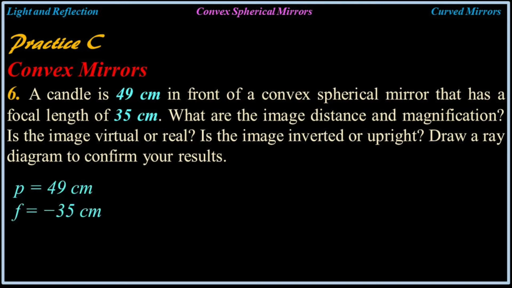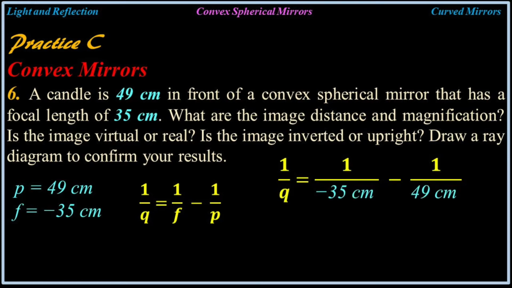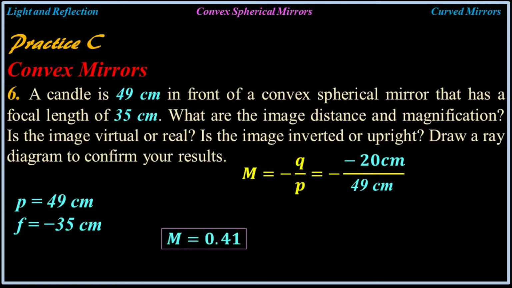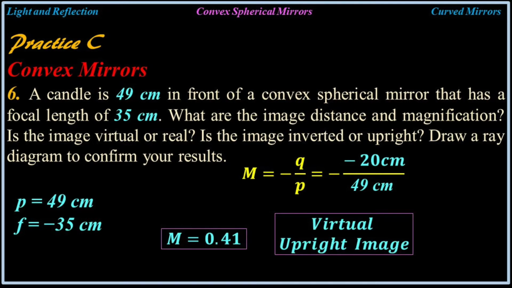That's what's given. There's the equation. I'm going to plug into the equation. And I'm going to calculate. q is negative 20 centimeters. And this is m. Plug in for m. Negative 20 centimeters. I don't have that written on the side there, but I'll put that in. I'll change it. So it's going to be a virtual, upright image.